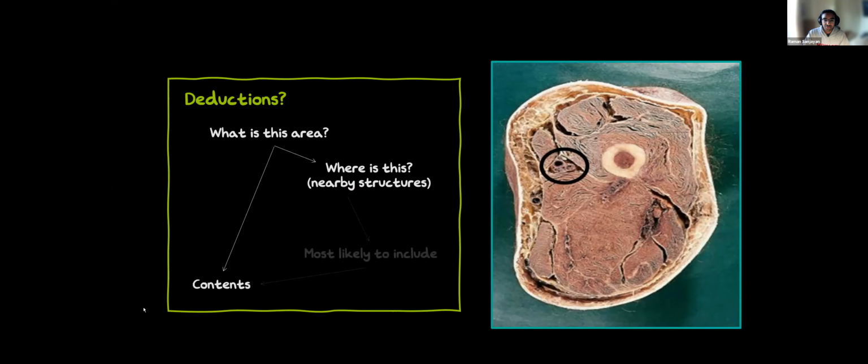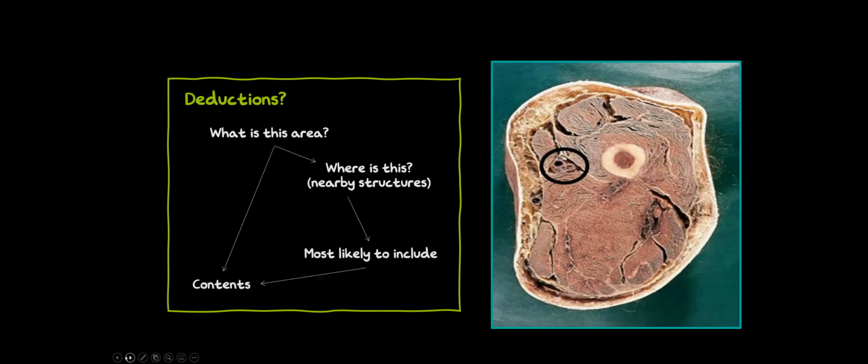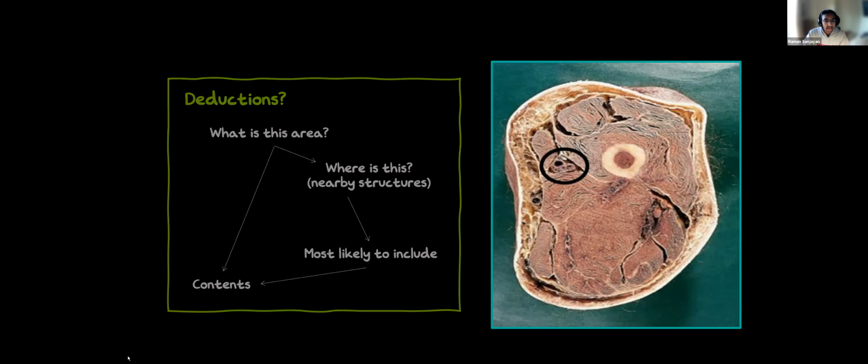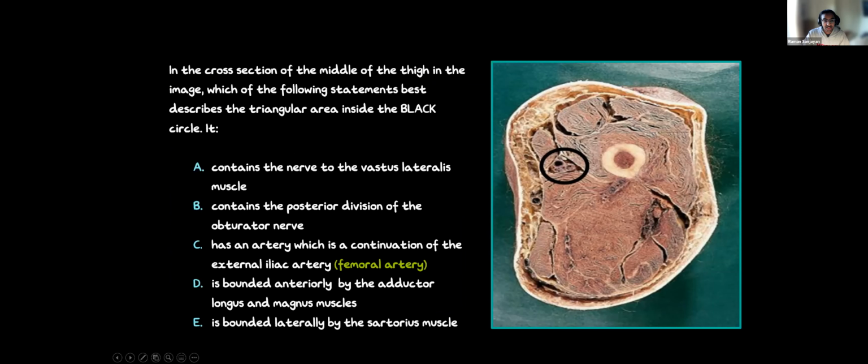And then obviously once you've determined where that is, you can say, okay, it's most likely to include femoral artery, femoral vein, obturator nerve, whatever we just said. And then you can answer the question. I think this actually might be the adductor canal, but I only knew that because I researched it. I wouldn't know that off the top of my head. So the answer would be C here, because we infer that the femoral artery is going to be a part of this little neurovasculature bundle. So that fits with C.